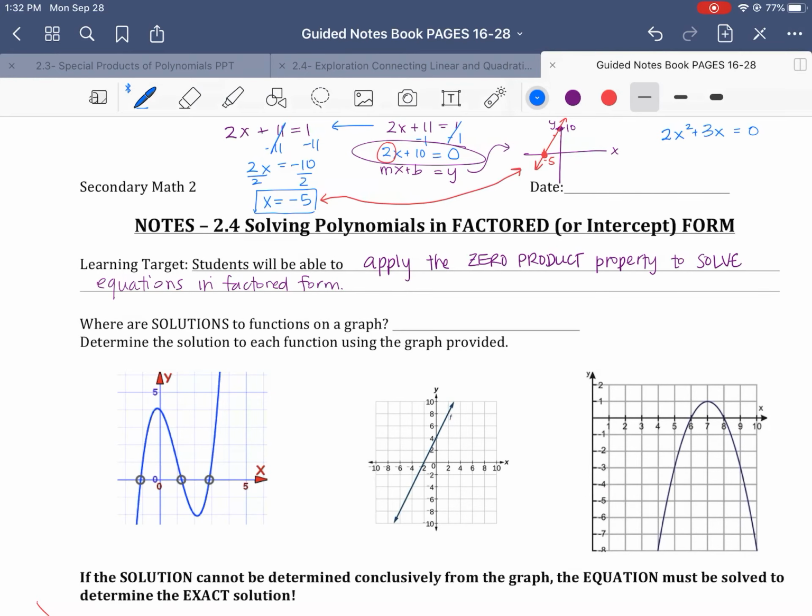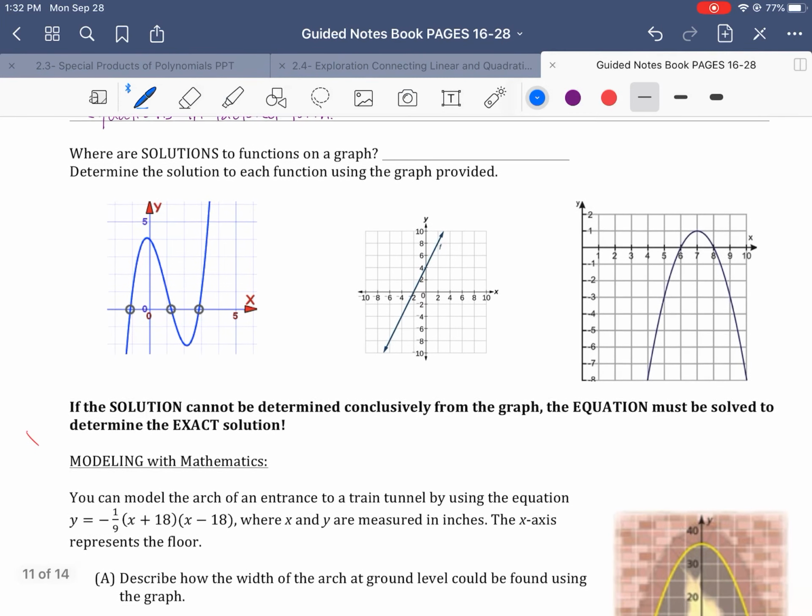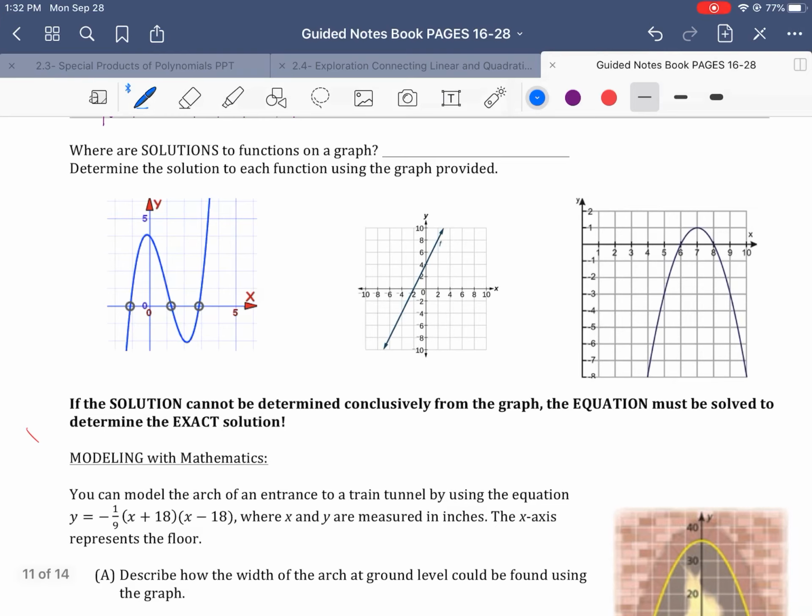The first one we're going to learn is factoring. Now again, we've been multiplying polynomials. We're going to go backwards and factor them to help us identify solutions. So let's first talk about this from a graph. The first question here says, where are solutions to functions on a graph?